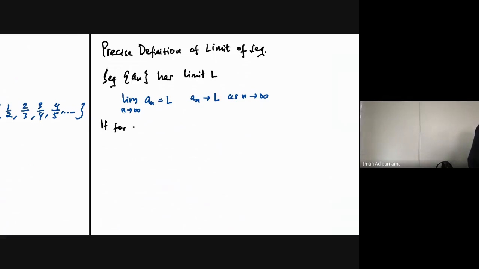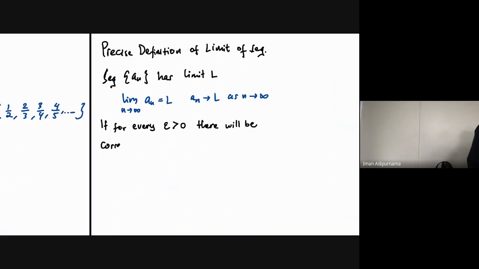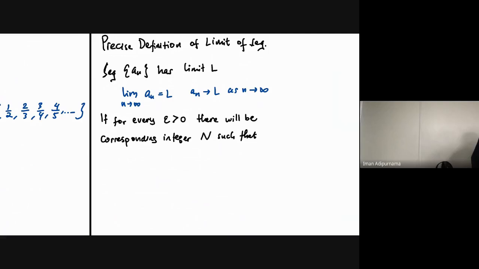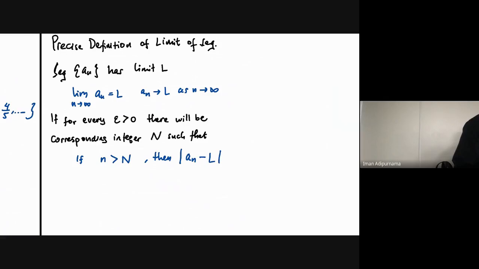So if for every epsilon there will be a corresponding integer N such that if the small n is bigger than this N, then the difference between an and its limit L is less than epsilon.